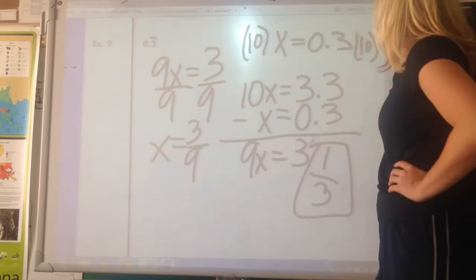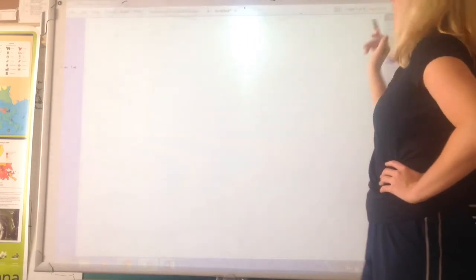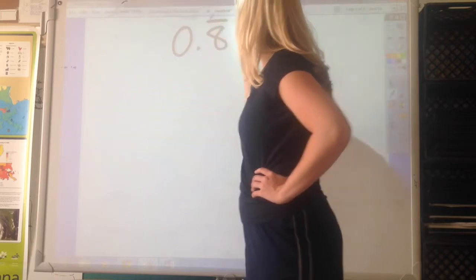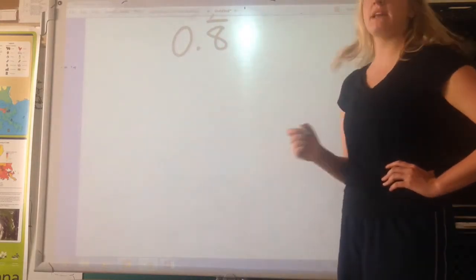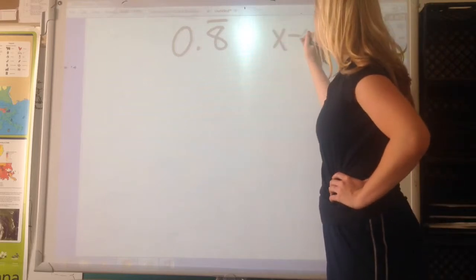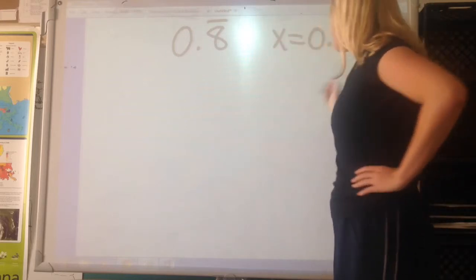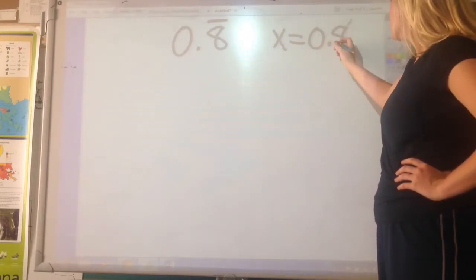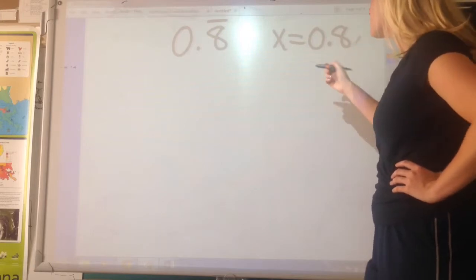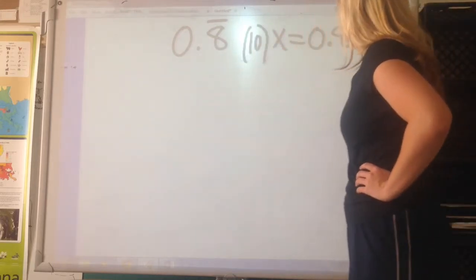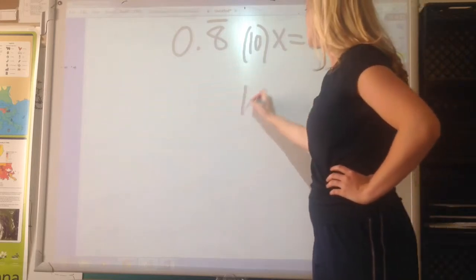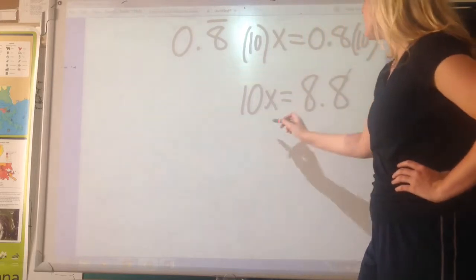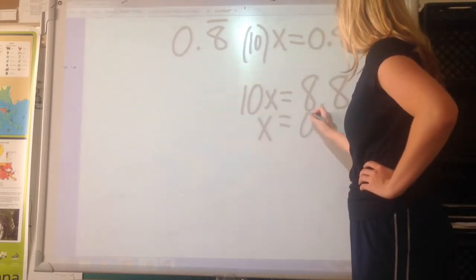All right, let's do another one. 0.8 as repeating. All right, my first step is to set x equal to 0.8 repeating. I know that I have to get my second equation to have a number to the right of the decimal, so I go ahead and multiply both sides by 10. That leaves me with 10x equals 8.8 repeating. And then I just have to subtract out my original equation.